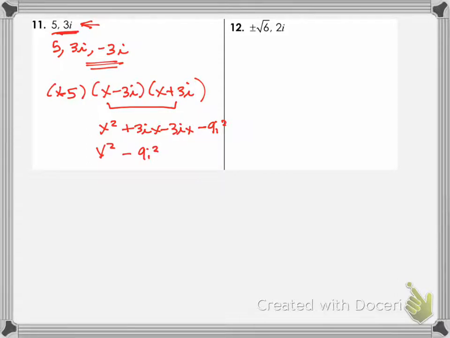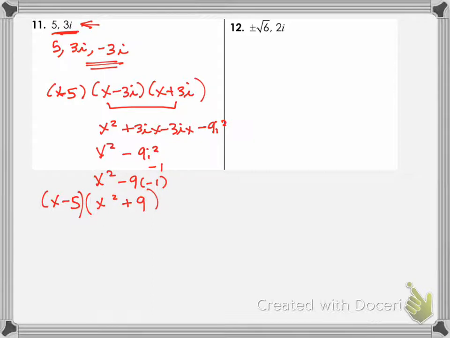Scared me. Okay, i squared is negative 1, isn't it? So this is really x squared minus 9 times negative 1, or x squared plus 9. And then we have x minus 5. Okay, so I hope you got all that. This is a difference of squares. The i's will fall away.